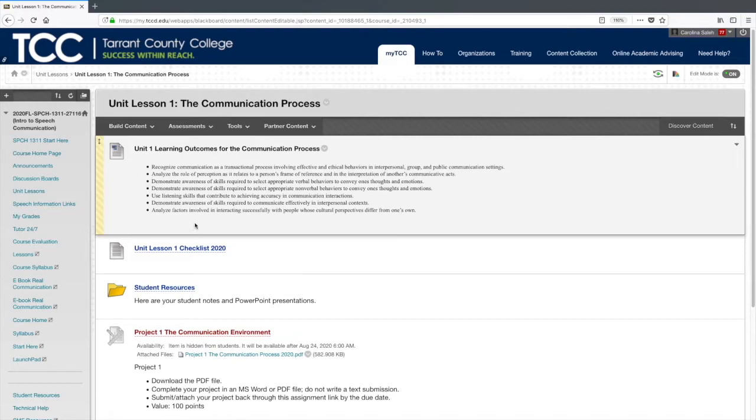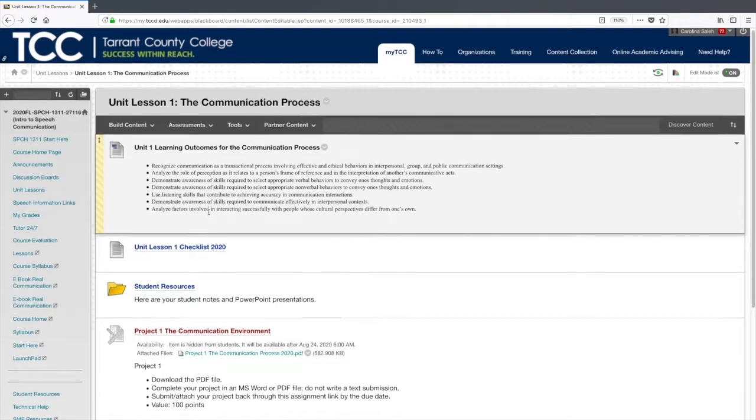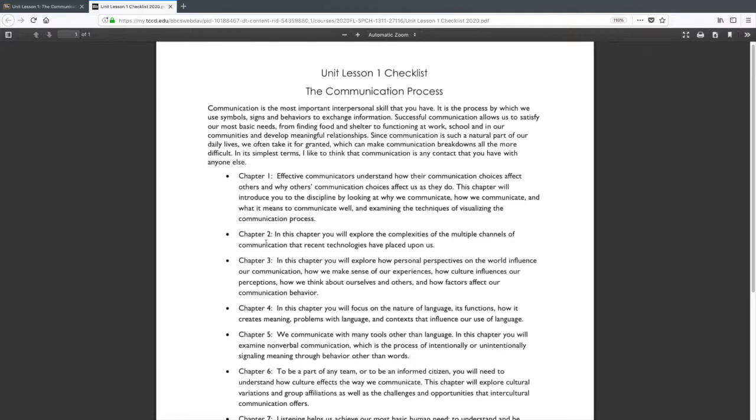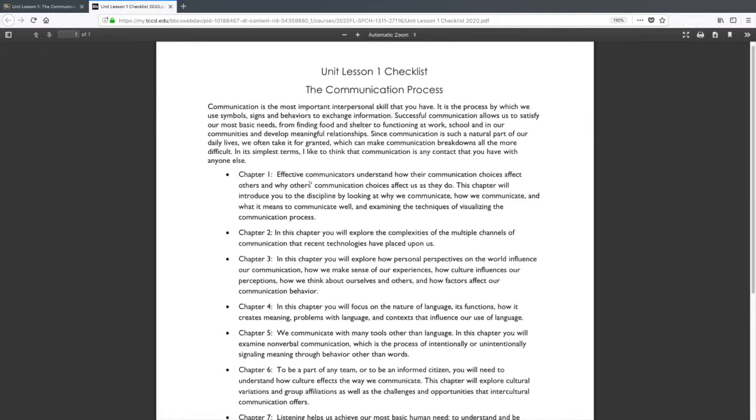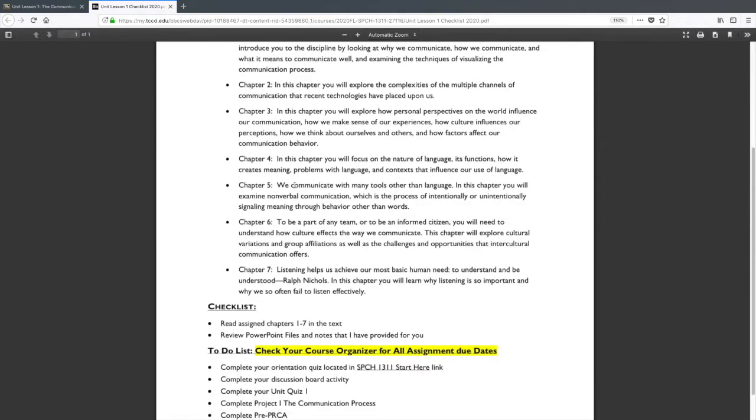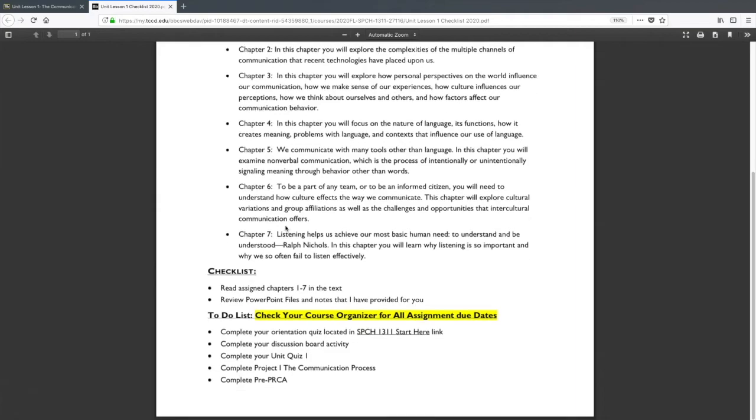Each unit lesson has learning outcomes, so read the learning outcome, what you're going to be learning for that specific unit. And each unit lesson has a checklist, so make sure you click on the checklist. So let's go ahead and do that right now. It gives you what you're going to be learning in each chapter, the outcome. And then right here, this is the checklist.